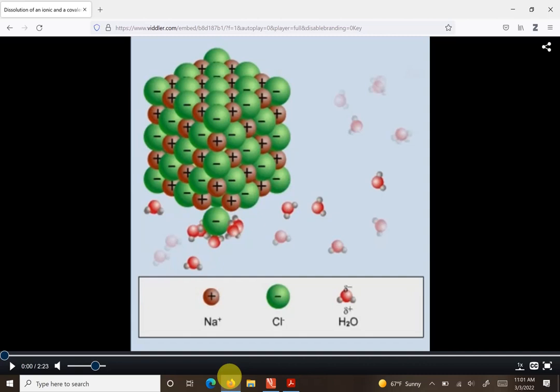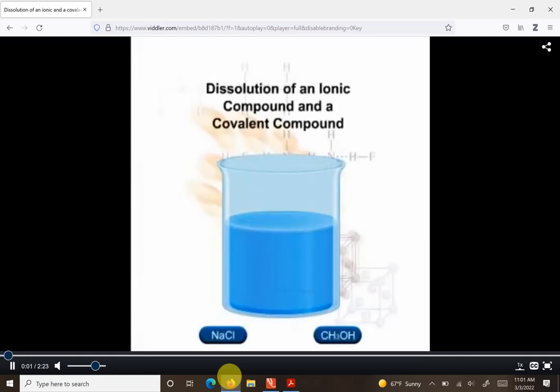This is sodium chloride, and then these little water molecules are going to come in and dissolve that sodium chloride. So when an ionic compound goes into water, we're going to do an ionic compound first. Seems like it's halting a little bit, but we'll get there.